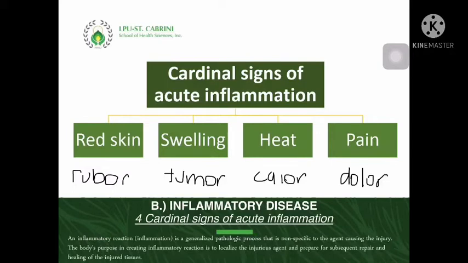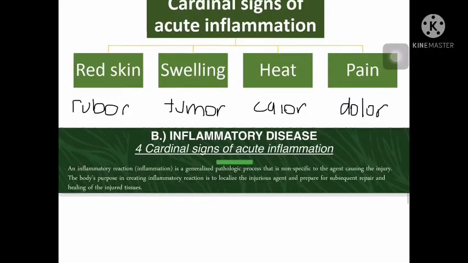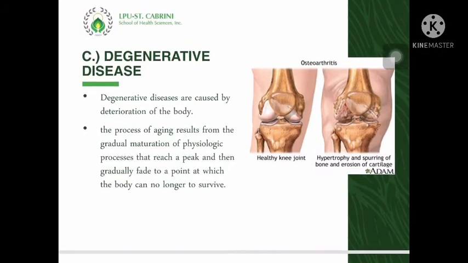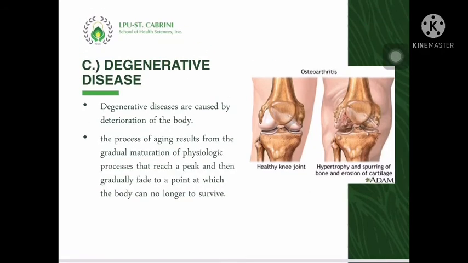Cardinal signs of inflammation. Alright? So, next classification is the degenerative disease. So, common nating iniisip kapag degenerative disease, ang tinatamaan lang niya is matatanda or elderly persons. So, ano ba yung degenerative diseases? These are caused by the deterioration of the body.